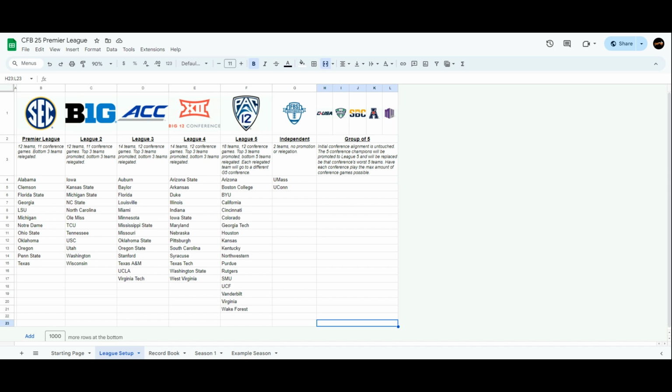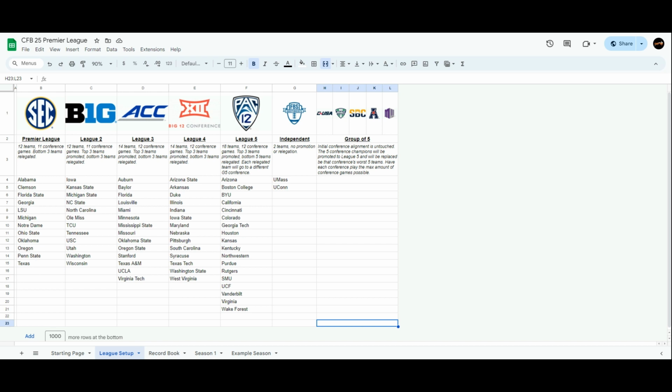Now, of course, there may be some bias in there, and so if you're not happy with how these teams are sorted, you're of course more than welcome to take this document, edit it, and move teams around where you see fit. But just for this case, looking at my Premier League, I have 12 teams and they will play 11 conference games. So every team will play everybody else.